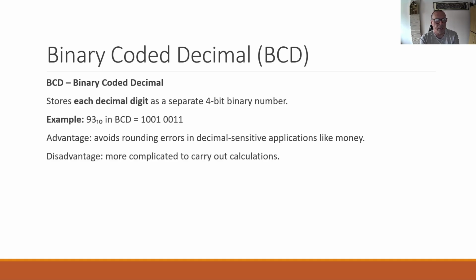This avoids rounding errors. So when we've got applications that are sensitive, when we've got decimal numbers that we need to store very accurately without rounding, we can use binary coded decimal. It does introduce another disadvantage, and that's that calculations are more complicated to carry out. We can't just add these numbers together. So 2 binary coded decimal numbers represented like that in binary, you can't just do column addition and add them together. So you do need a special process to actually do the additions then.